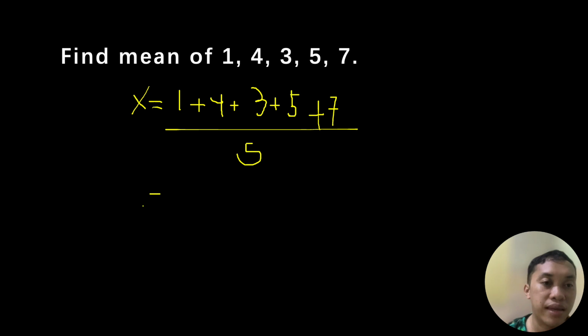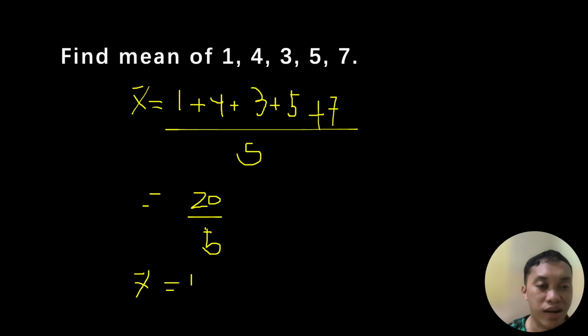Let's do the math again. 1 plus 4 is 5, plus 3 is 8, plus 5 is 13, plus 7 is 20. So 20 over 5 is just equal to 4. So which means the mean of the given sample is 4. So easy, right?